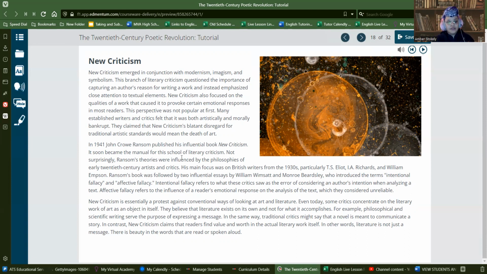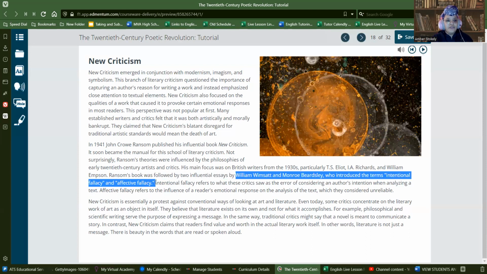So his main focus was on British writers from the 1930s, and he used those works as examples. So particularly, he focused on T.S. Eliot, I.A. Richards, and William Empson. And to strengthen this movement, Ransom's book was followed by two influential essays, and these were written by William Wimsatt and Monroe Beardsley. And these two people introduced the terms intentional fallacy and affective fallacy.